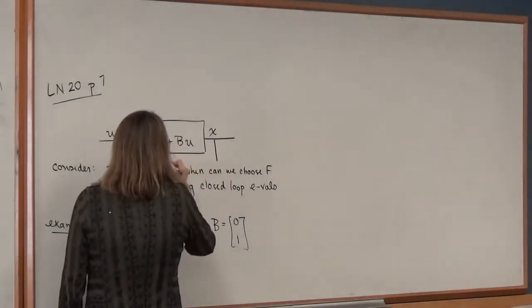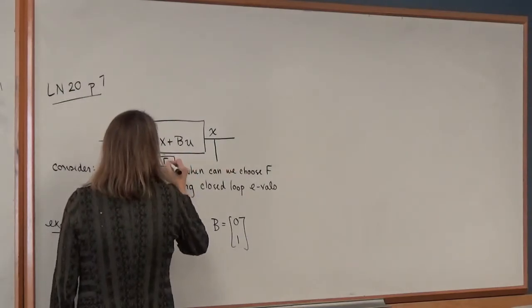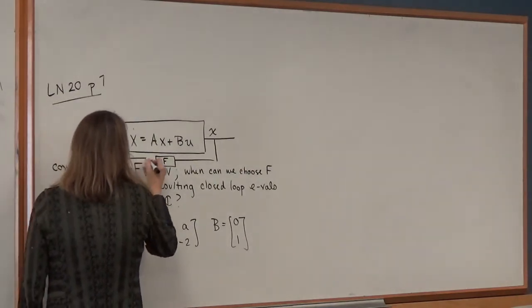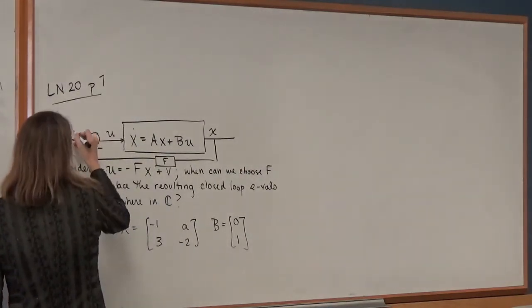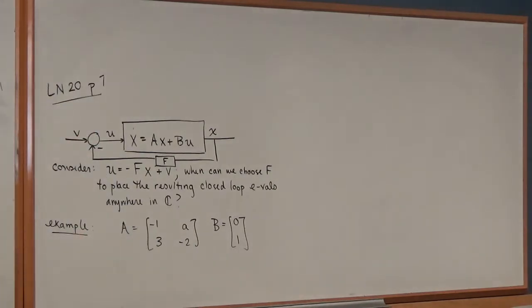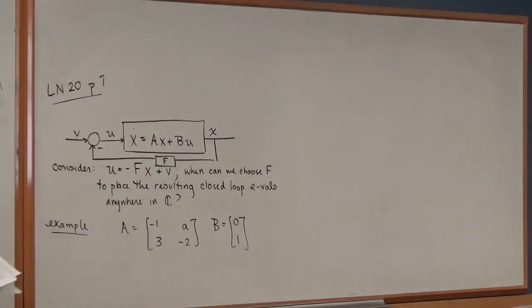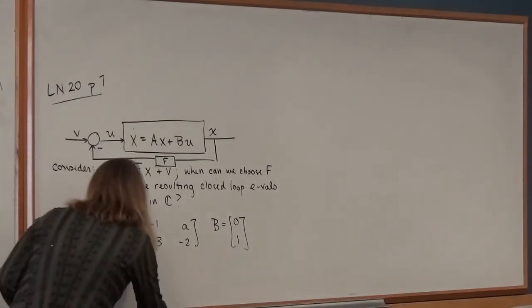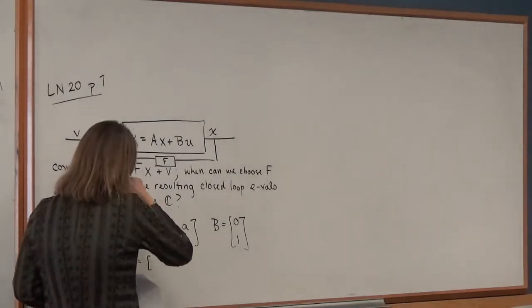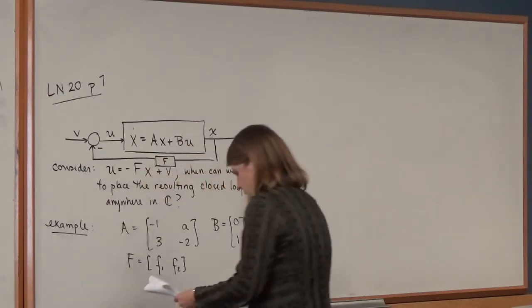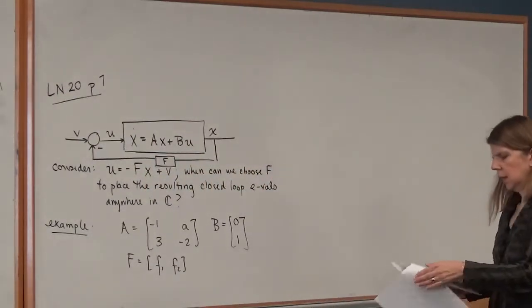And we're going to feed that back through a gain, F. Negative feedback, and we'll put our auxiliary input there. So u is equal to v minus Fx. Okay, and so the closed loop system, we've already done that calculation. We know what the closed loop dynamics look like. Let's be very specific and write our matrix F. So it's a single input system. There's two states, so F is going to have two components. I'm just going to call them F1 and F2. And we get to determine F1 and F2.